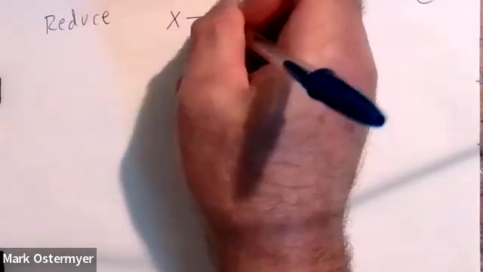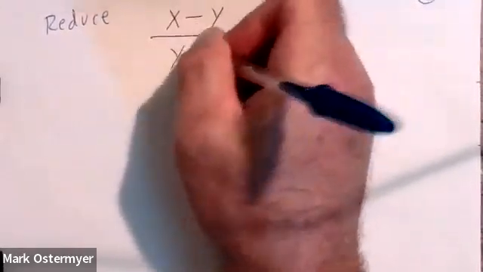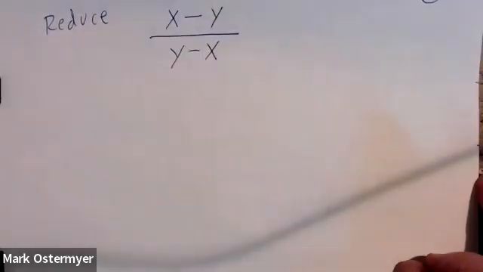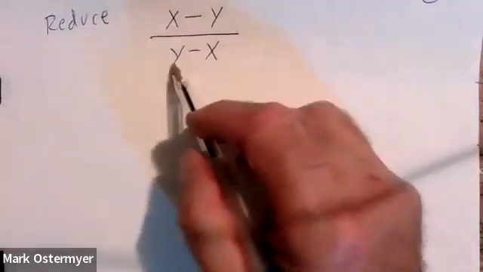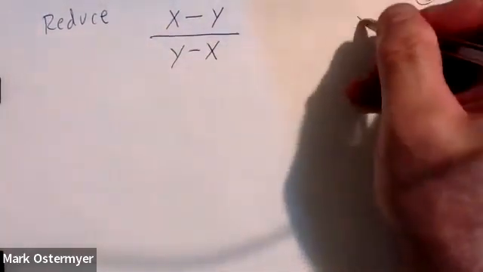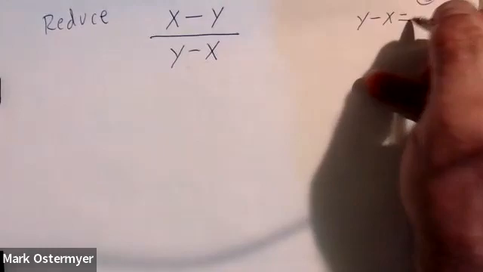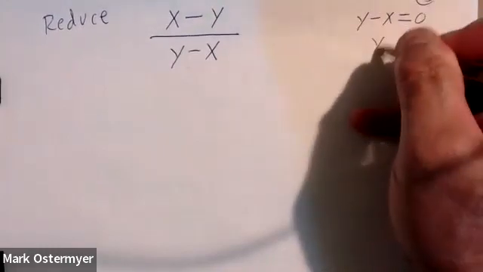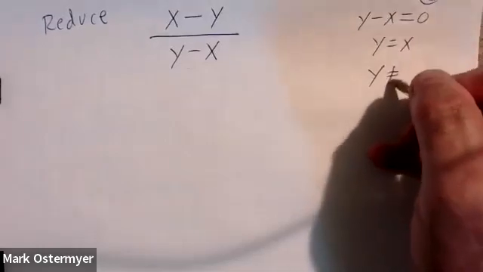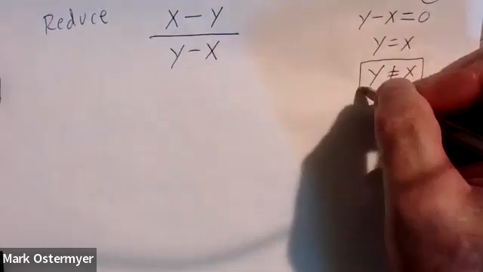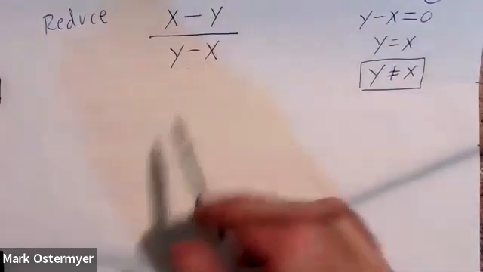Now this is a strange situation here. All right, trying to reduce this rational expression. Of course, a restriction would state that this denominator can never be 0. So y minus x, if we set it equal to 0, we would get y is equal to x. So a restriction would be that y cannot be equal to x. That would be the restriction we would have to impose so it remains defined.